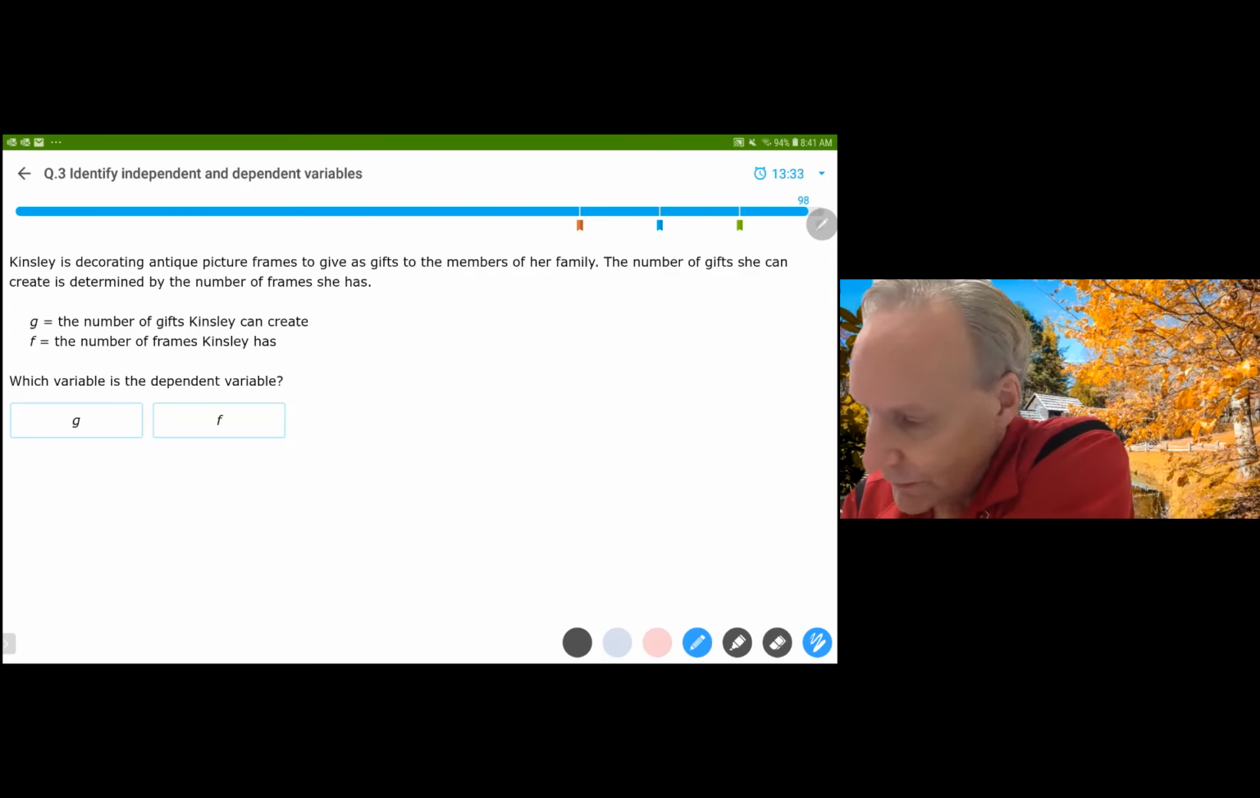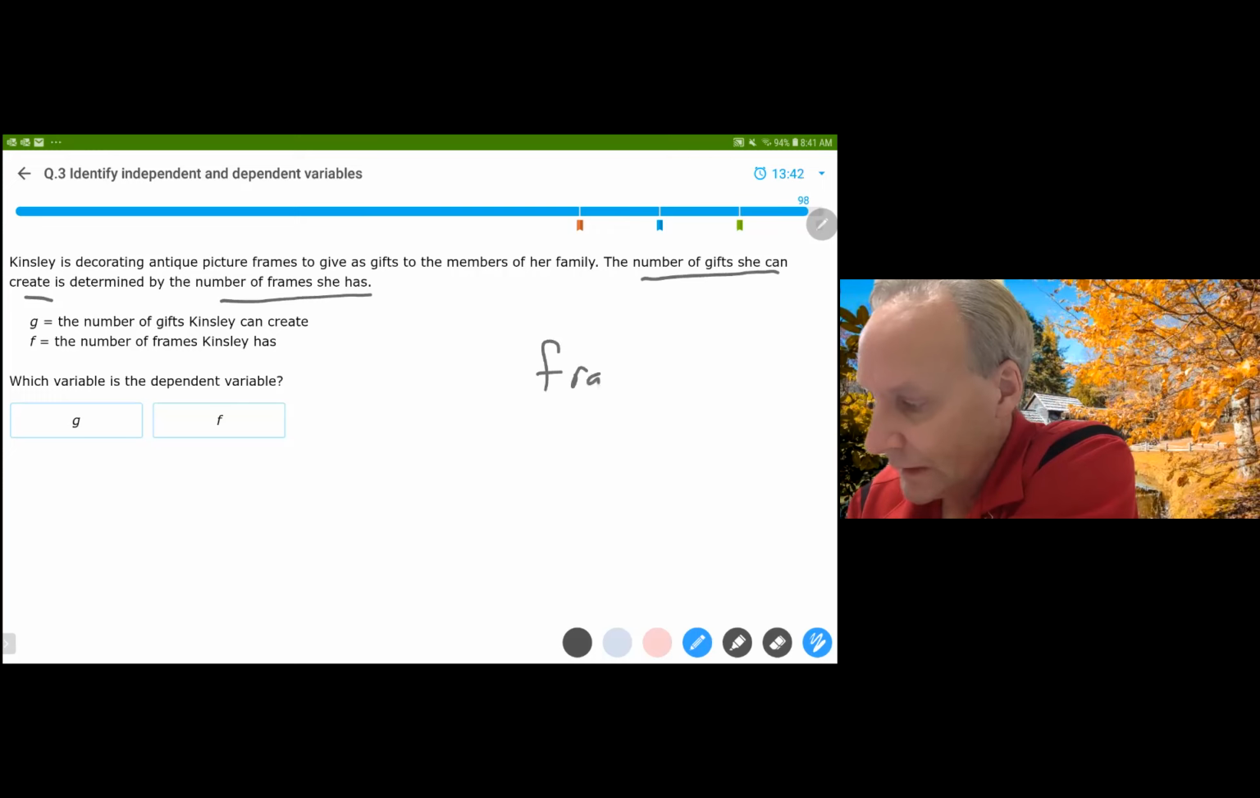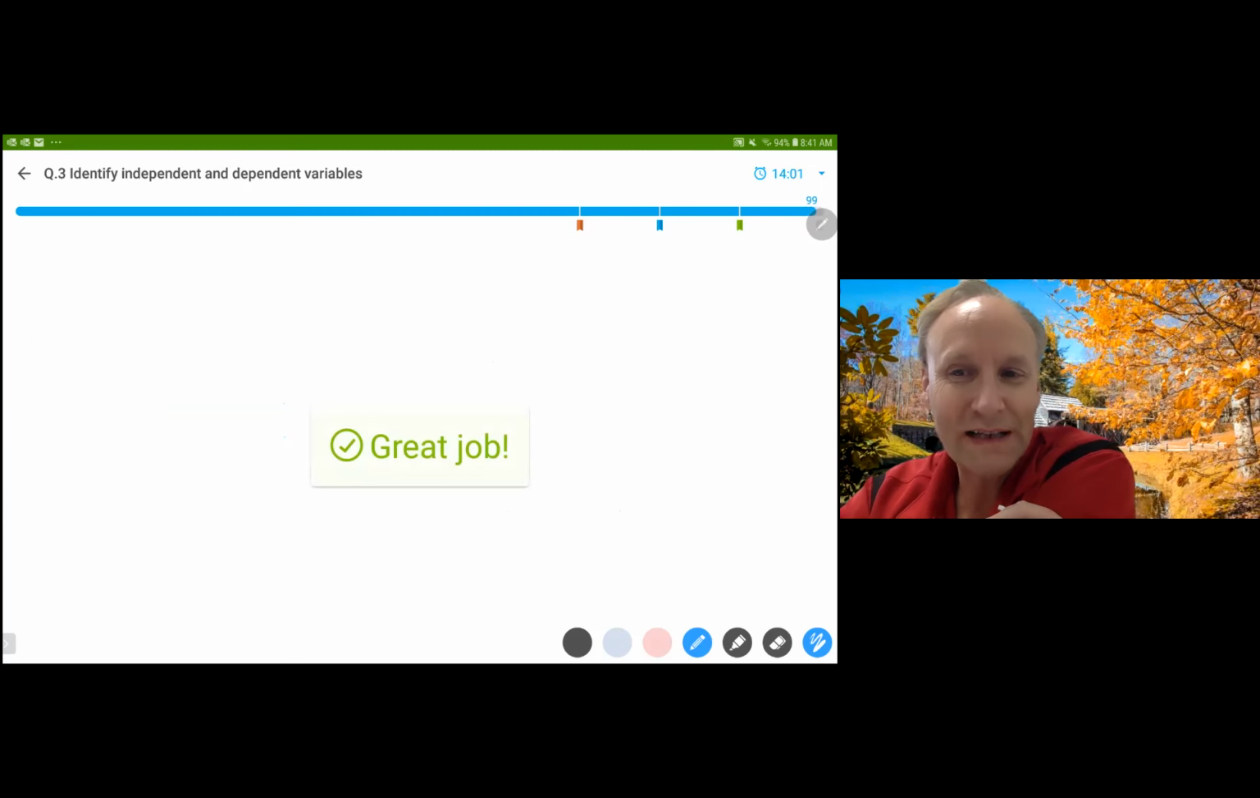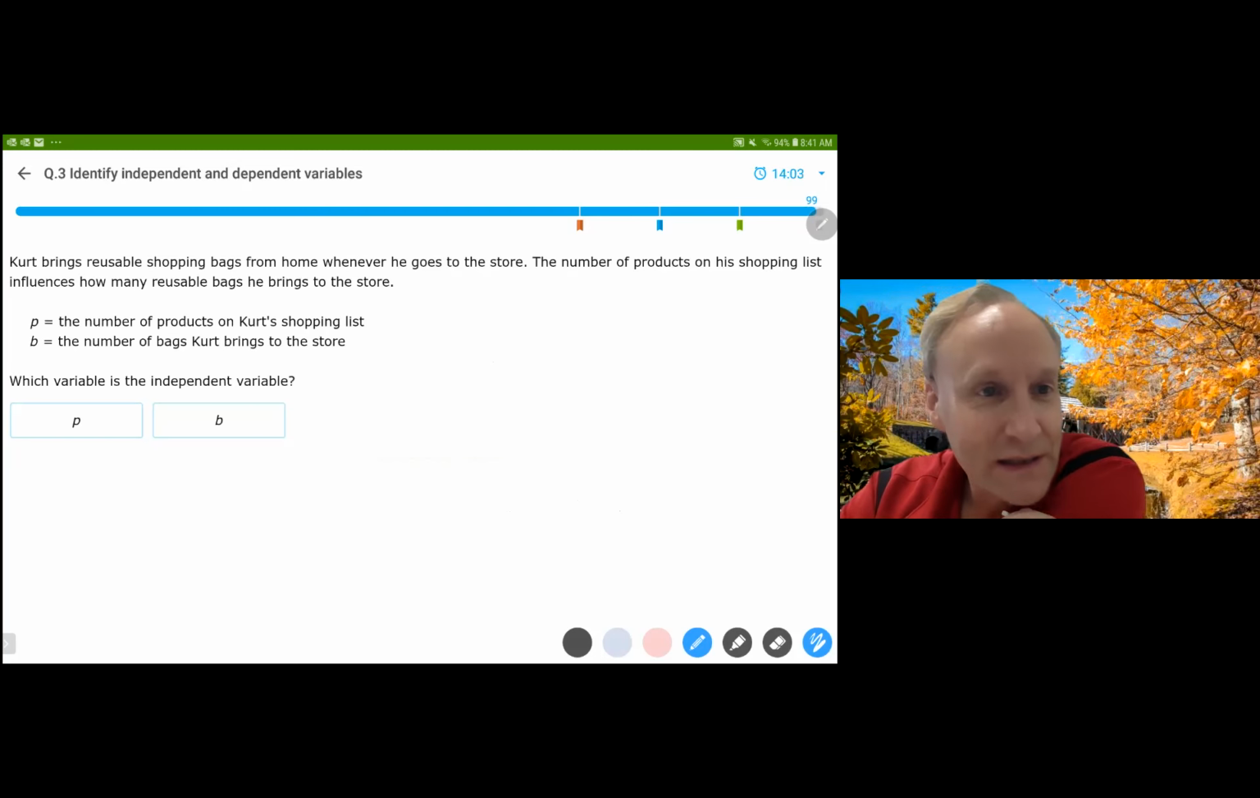Kinsey is decorating antique picture frames. The number of gifts she can create is determined by the number of frames she has. So the number of frames, which is F, is the independent. And the gifts that she gives depends on how many frames she has. So the dependent variable are the gifts she gives. And we have one last one. This is our last one.